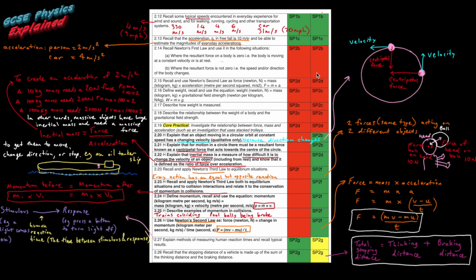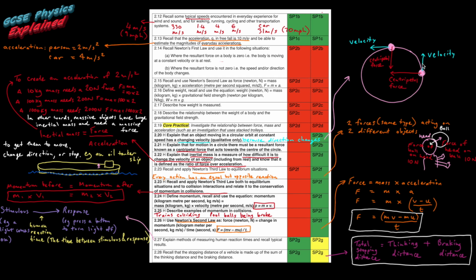We don't need to know any of this, and this is for higher only. Explain that an object moving in a circular orbit at constant speed has a changing velocity. Now that's because the direction is changing, of course, and velocity is a vector. It depends on size and direction.